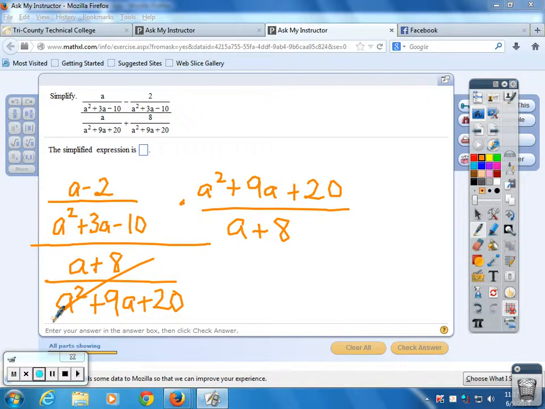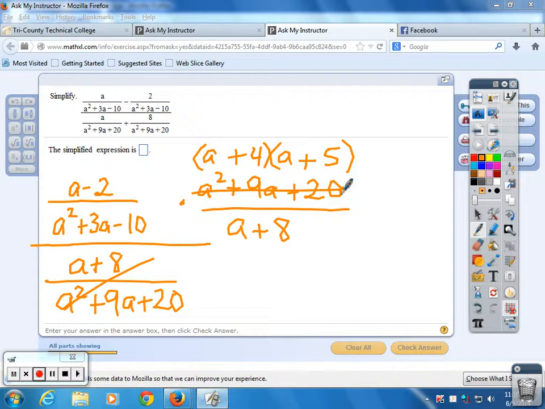Now, what do we know about trinomials? So we've got to do what with those trinomials? Reverse FOIL. Reverse FOIL. So a, and 4 and 5, both plus and plus.